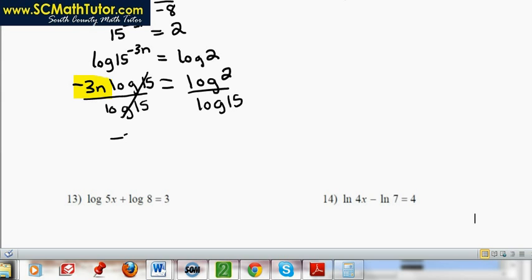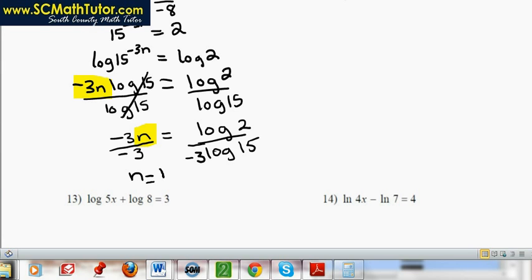And this goes away, so you have negative 3n equals log 2 over log 15. Now divide both sides by negative 3 so you can get n by itself. So n is equal to whatever that is when you plug it into the calculator. Sometimes you can leave this as your answer, and that is perfectly fine. Or sometimes they require you to get the decimal answer, and that's what they did for this problem.